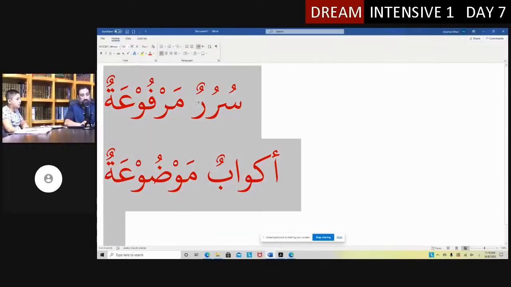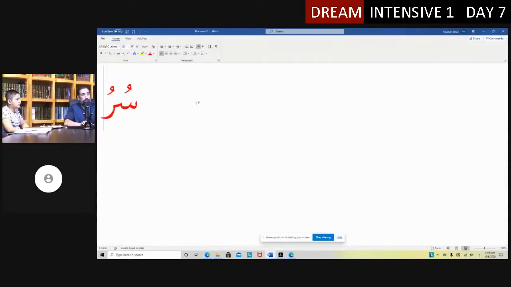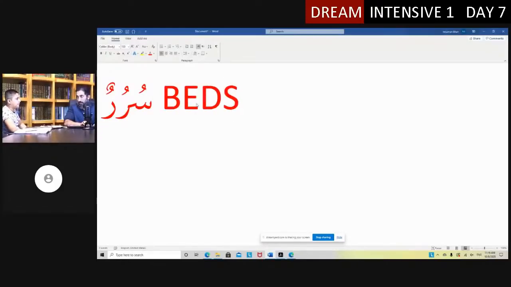Let's do one at a time, actually. There's too much Arabic on the screen. Sururun means beds. Now, I want to figure out four properties of sururun. What's the status? The status is rafa, because of the un. And then it's one.